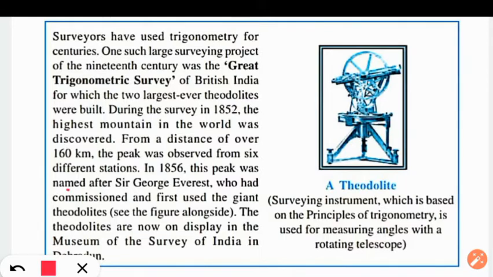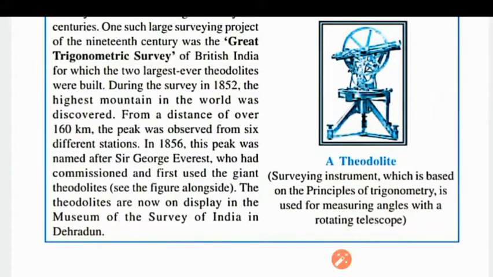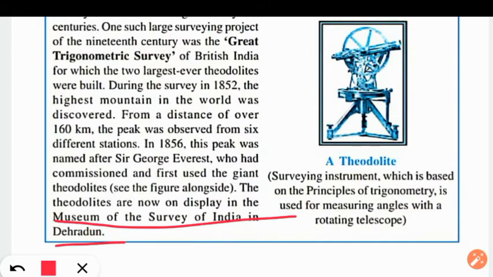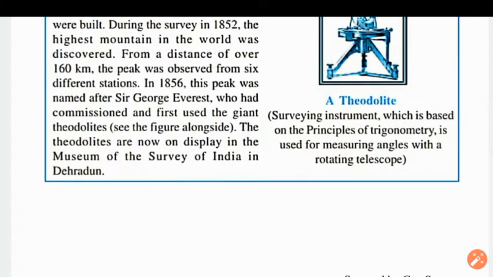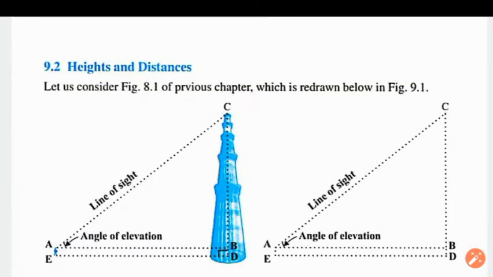So this instrument, the theodolite, was used, and it is still there in Dehradun, in the Museum of the Survey of India. This instrument is used to measure angles, and it is based upon trigonometry. So here we have the main application of trigonometry right now, heights and distances. As I told you in the beginning of this video, the height of Mount Everest was calculated with the help of trigonometry.